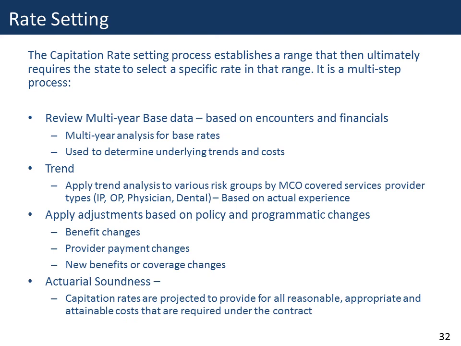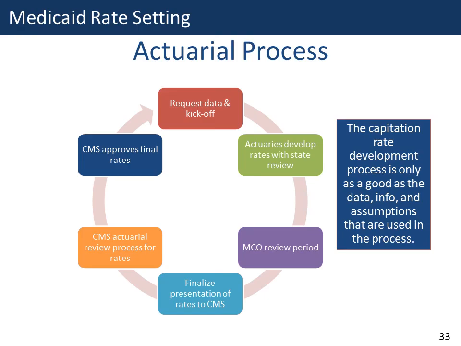At the end of the process, the state, working with the actuaries, must select a specific rate within that range by rate cell. As we reflect on the slide earlier in the presentation that expressed how much of Medicaid expenditures go through managed care, it is easy to understand how significant this process is. Either overfunding or underfunding the program comes with consequences. So it's very important to get this right. Now I'll turn it over to Tom to take the rest of this presentation.